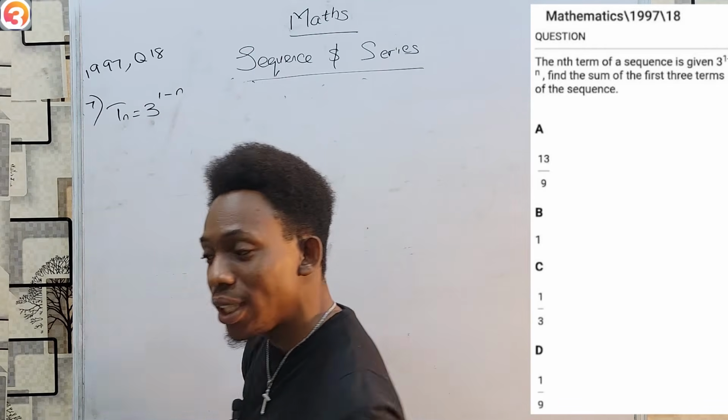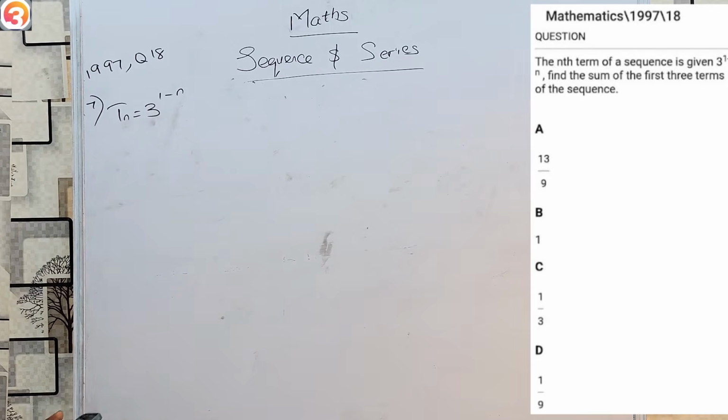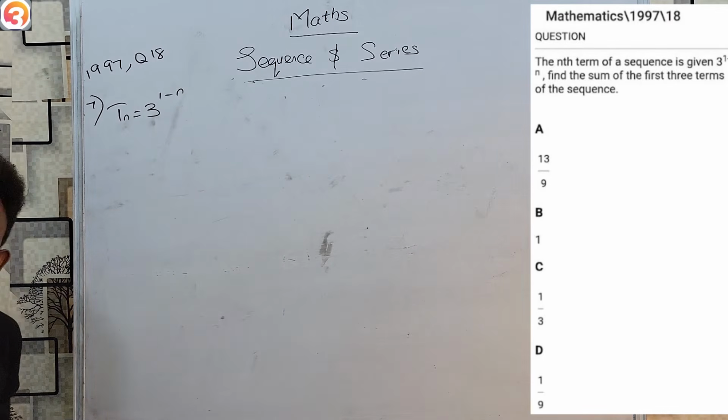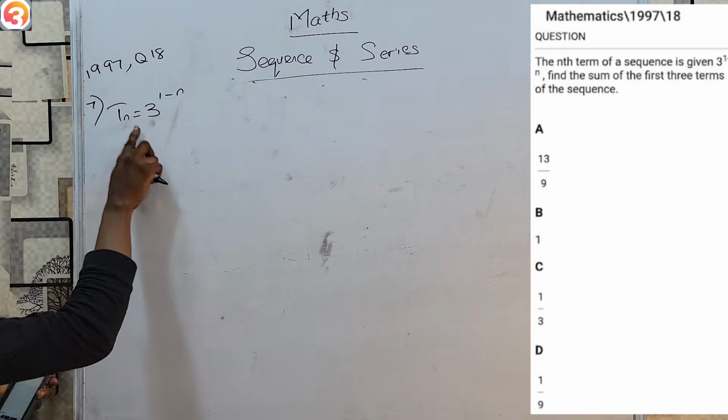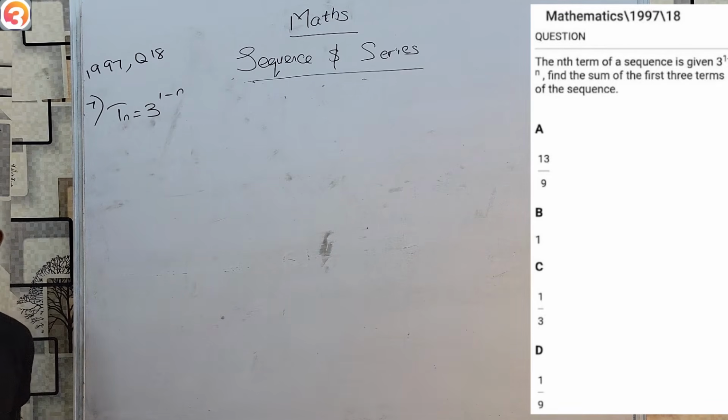Why is it tricky? They did not tell us whether this is an AP or a GP. My recommendation: forget what type it is. Try it out, forgetting the type. I know how to find any term I want. They want the sum of the first 3. I can simply get the first 3 and add them together.